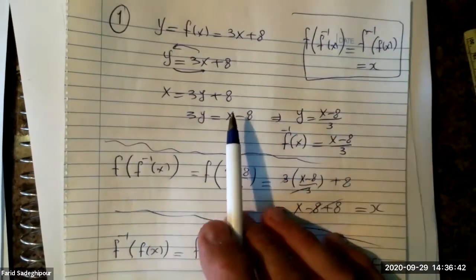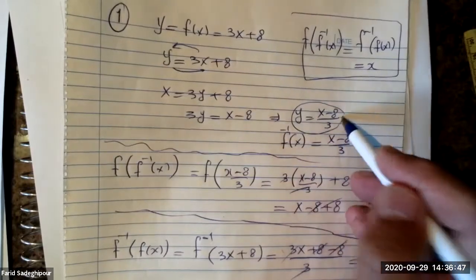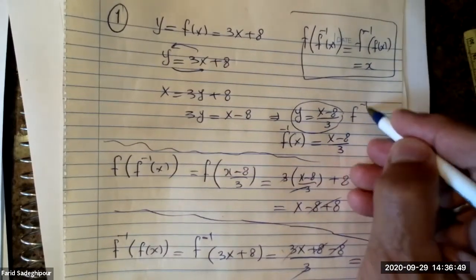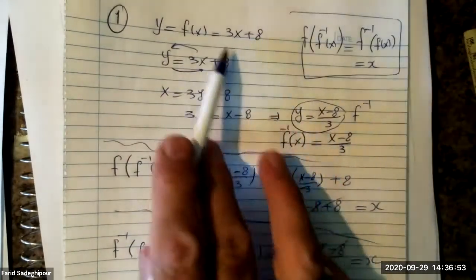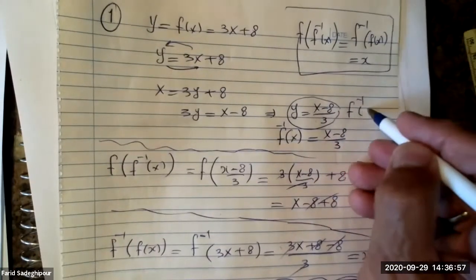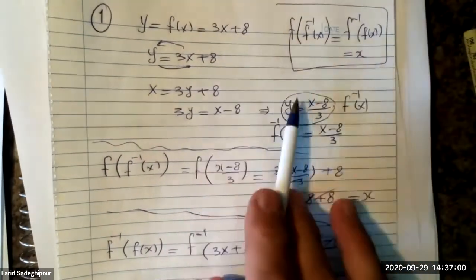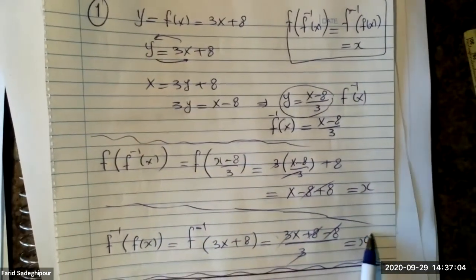Means when you find this one, this is the inverse, right? And this is your f of x. Now, if you want to prove that these two, this is f of x, this is the inverse of x, are inverses, you got to do this to show that both are x.